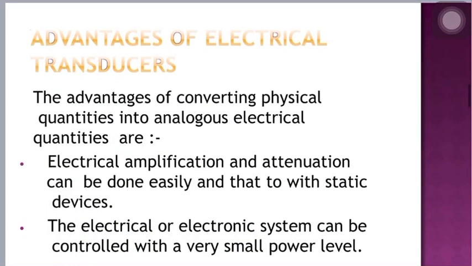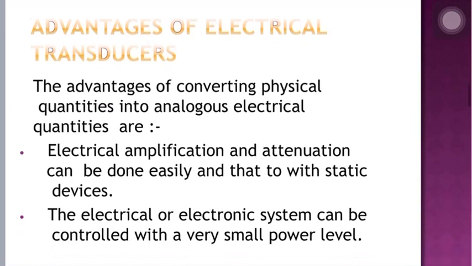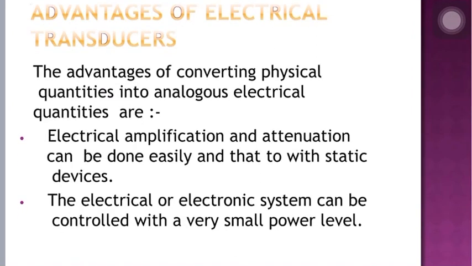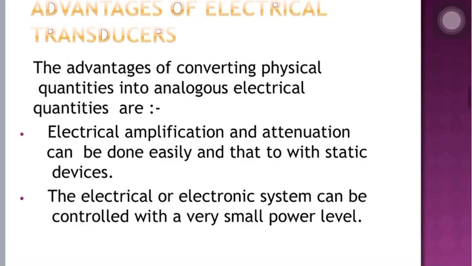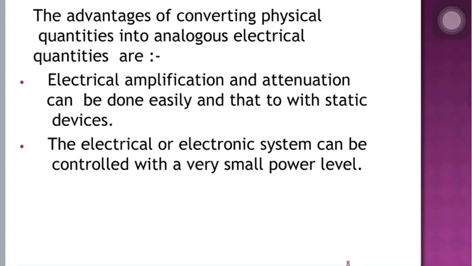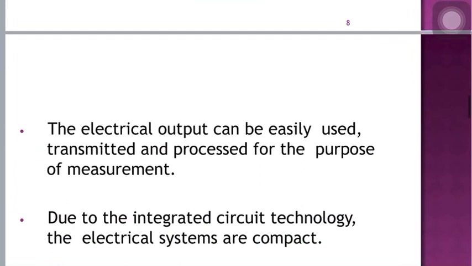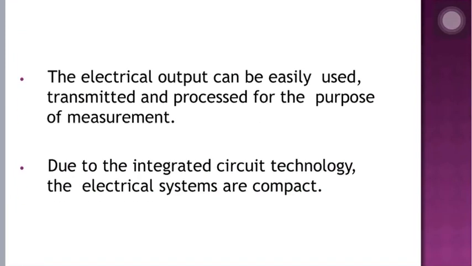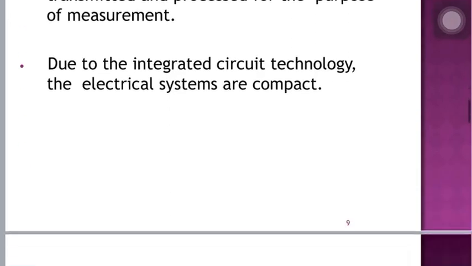And coming to advantages of electrical transducers, the advantages of converting physical quantities into analog electrical quantities are: electrical amplification and attenuation can be done easily, and that too with static devices. The electrical or electronic system can be controlled with a very small power level. The electrical output can be easily used, transmitted, and processed for the purpose of measurement. Due to integrated circuit technology, the electrical systems are compact.